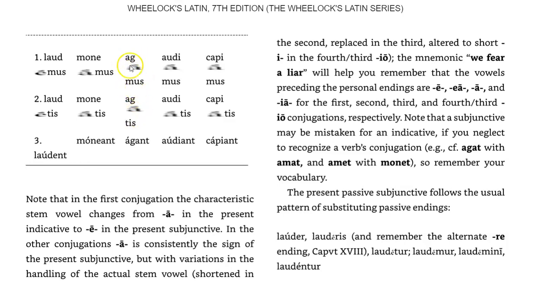So for example, ago, agere, egi, actum is normally the letter e, but here it's the letter a. And then both the fourth and the third-io so-called capio verbs use ia as the signpost or spelling, if you will. So I think that's helpful for recognizing the subjunctive, because we will need to translate it in the subjunctive or conditional and not in the indicative. And again, all this is clearly explained in the introductory remarks of this chapter.